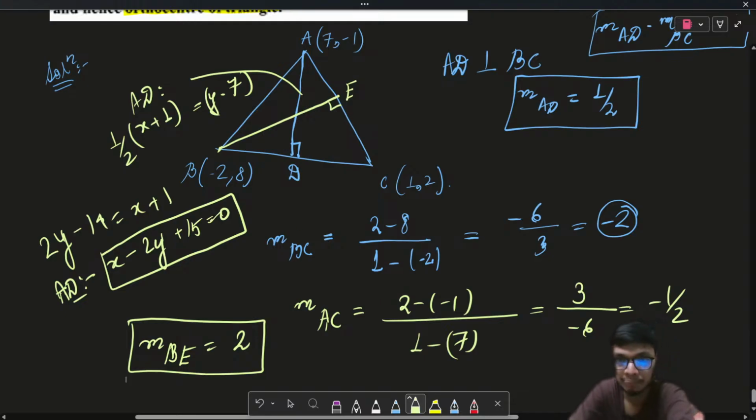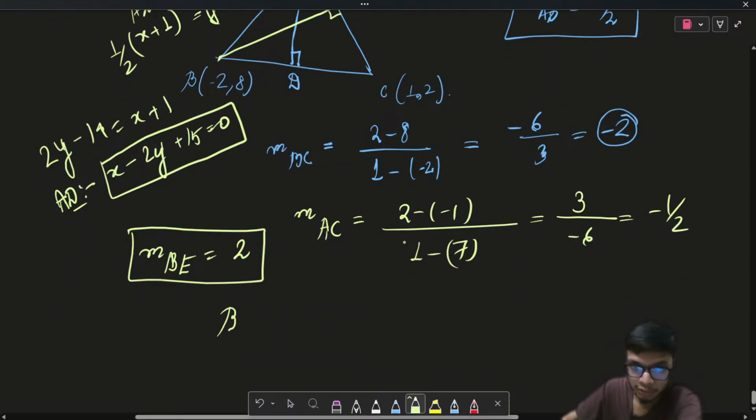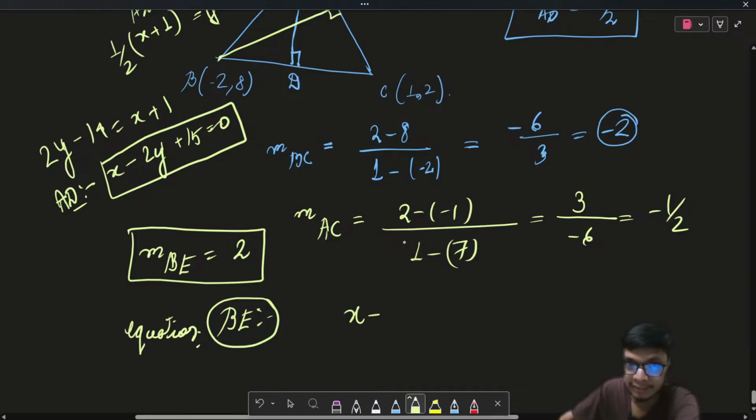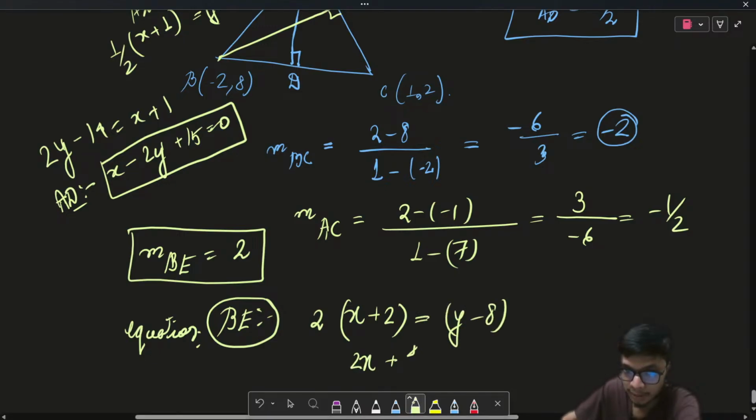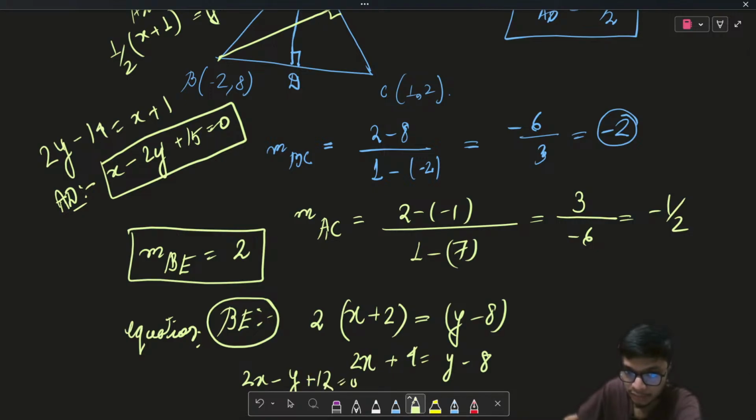Again, I am using the concept of perpendicular lines. Now from here I can easily formulate the equation of the line BE, because I know the coordinates of point B. That is x minus of minus 2, which is x plus 2, multiplied with the slope 2, is equal to y minus 8. So 2x plus 4 is equal to y minus 8, and that comes to 2x minus y plus 12 is equal to 0. So I obtained the equation of the line BE.